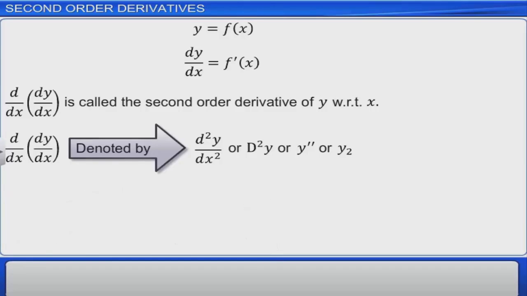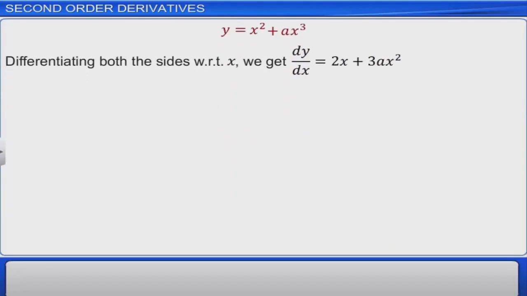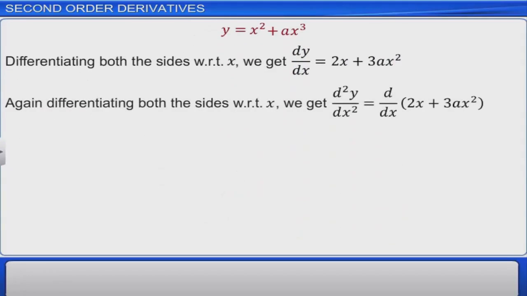Let's find the second-order derivative of y is equal to x squared plus ax cubed. Differentiating both the sides with respect to x, we get dy by dx is equal to 2x plus 3ax squared. Differentiating both the sides with respect to x again, we get 2 plus 6ax. Therefore, the second order derivative of y with respect to x is equal to 2 plus 6ax.